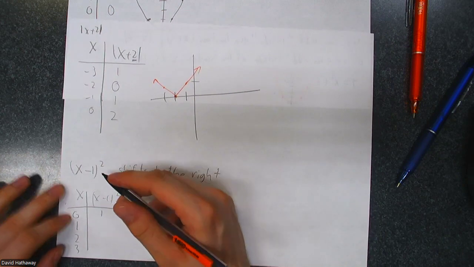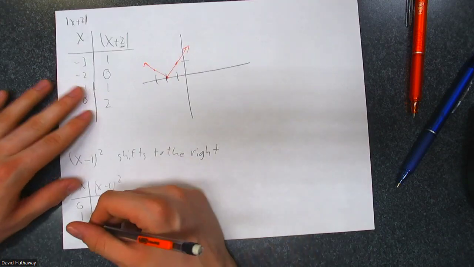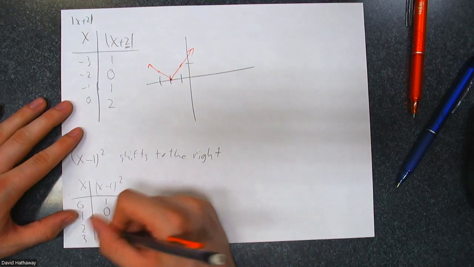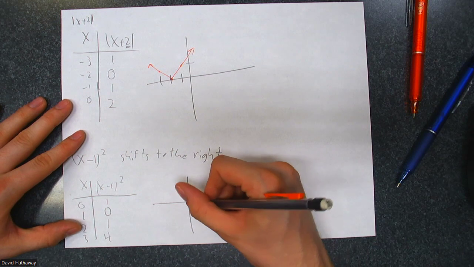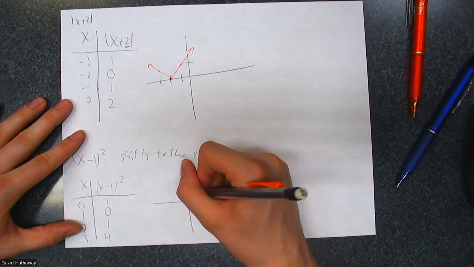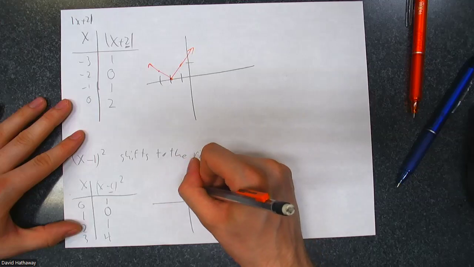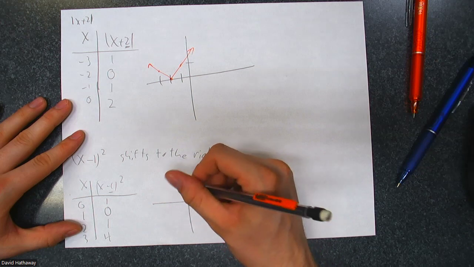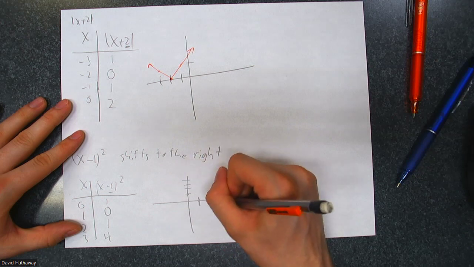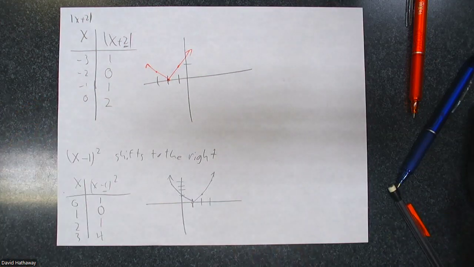If I take 1 and I subtract 1, I get 0. Squared, that is 0. Plug in 2, I get 1. I plug in 3, I get 4. So you can see what that's done. This just shifted all of my points 1 unit, because this is a 1. I've shifted 1 unit to the right. And my graph ends up looking like this. Okay. That is how you shift a quadratic or an absolute value graph.